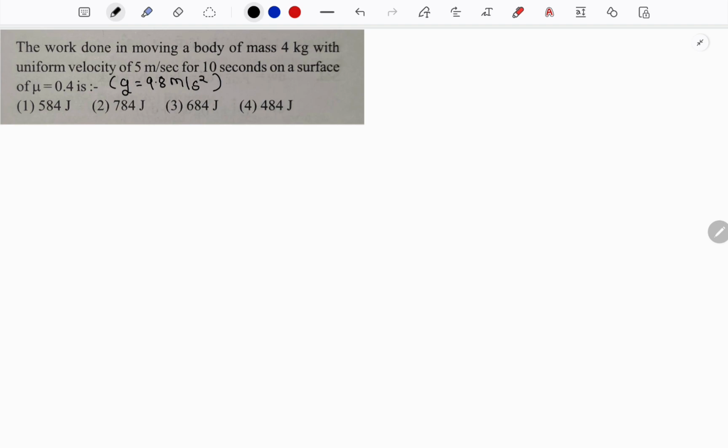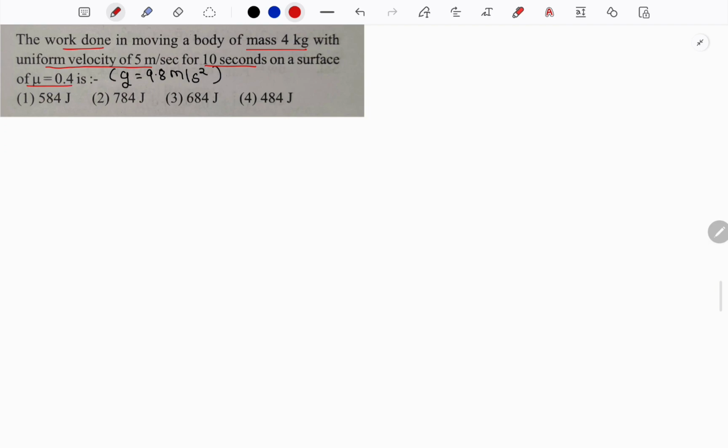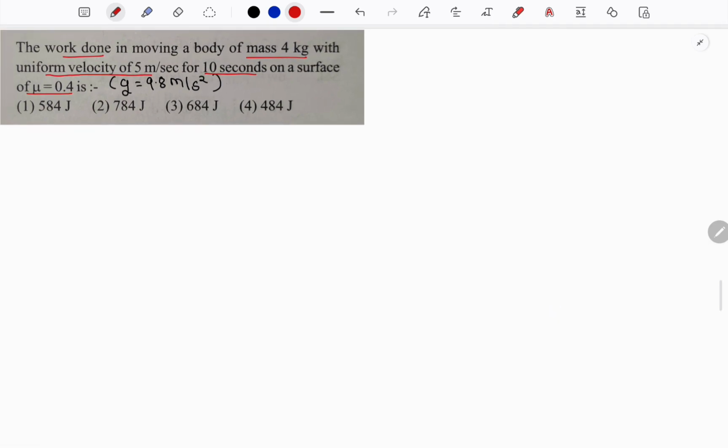Okay, so the next question that we have is as follows. We have to find out the work done in moving a body of mass 4 kg with a uniform velocity of 5 meter per second for 10 seconds on a surface which is rough. It is rough because they have mentioned the coefficient of friction mu 0.4 and g is 9.8 meter per second square in the question. So let's see.